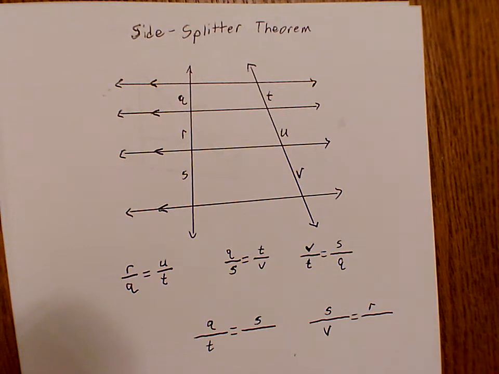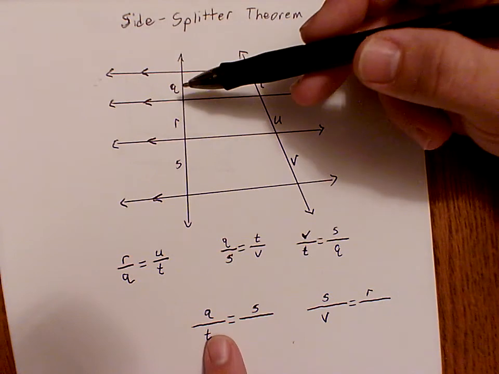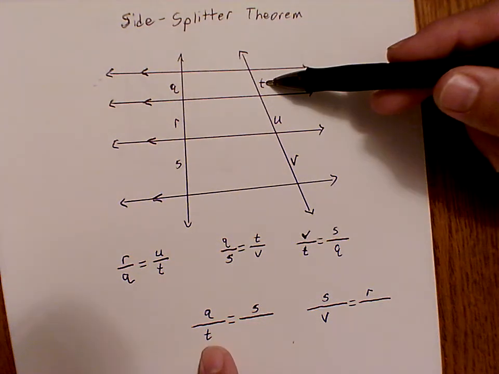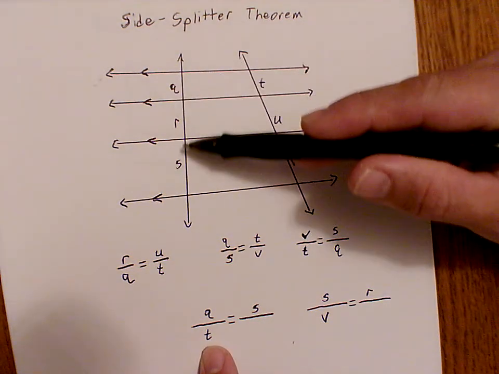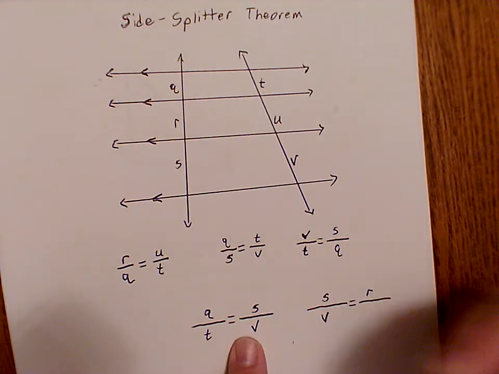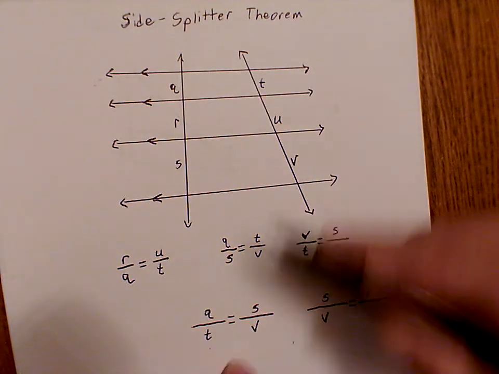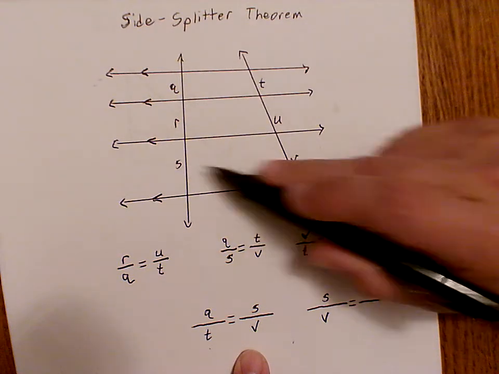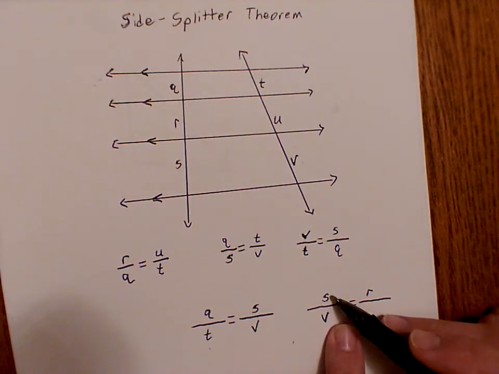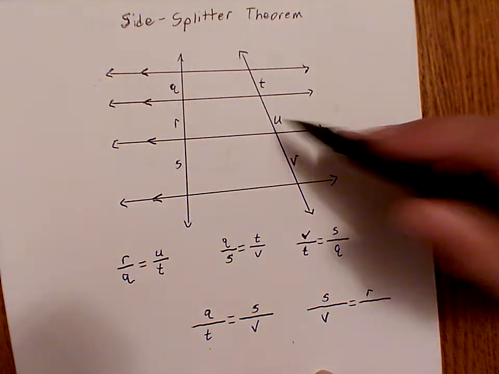Now there is a different approach here for the last two. So let's stay tuned in. Here we're going to say, all right, Q corresponds to S. So then what does T correspond to? Well, since Q corresponds to S, we're going to say T corresponds to V. Now you could also look at it as Q over T is equal to S over V. Now on the last one, S over V would have to equal R over U.